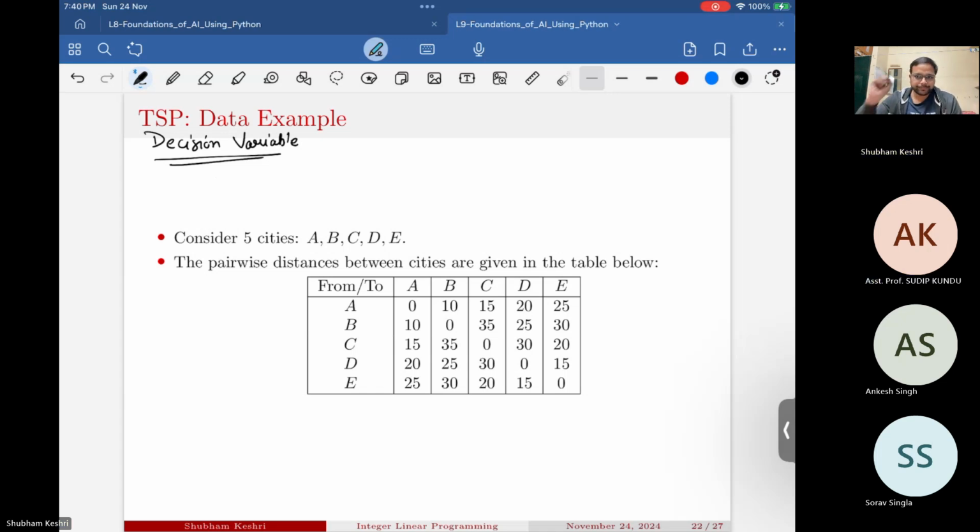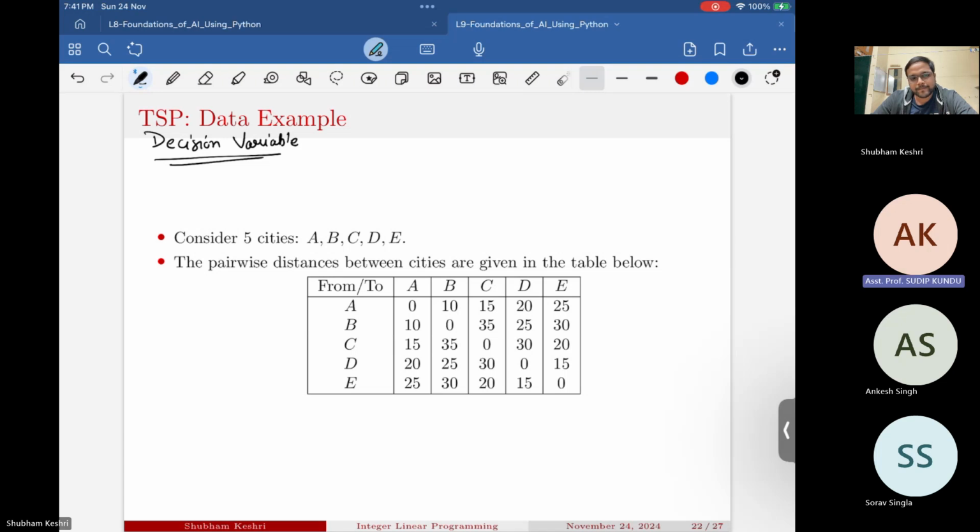It can be the branches, meaning A to B or A to C or A to D. So the branches may be the decision variable from one node to another node. So edges, not branches, edges. So how will we write those as decision variables?